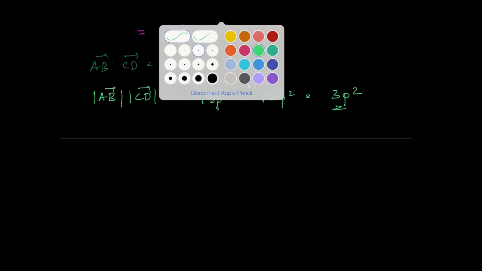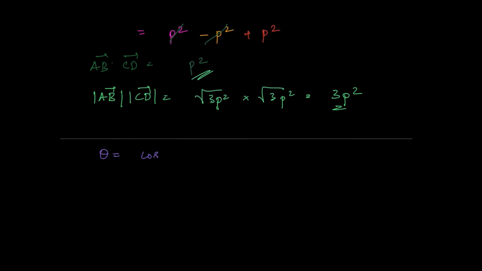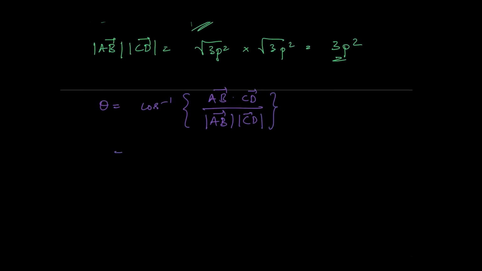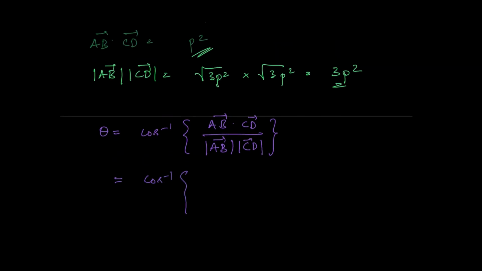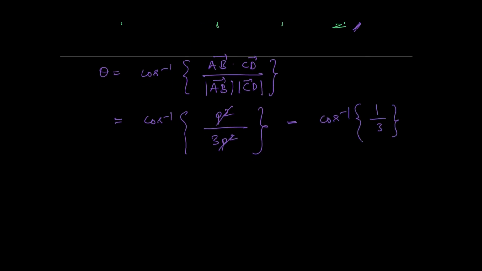So once we know all of this, we can go ahead and simplify the problem. We know theta is equal to cos inverse of vector AB dot vector CD divided by mod AB multiplied with mod CD. Now once we know the formula, we can substitute these above values. Cos inverse of the numerator would be p square and the denominator would be 3p square. We can cancel the p squares, which will leave us with cos inverse of 1 by 3. So theta is equal to cos inverse of 1 by 3. Then automatically phi would be equal to 180 degrees minus theta. So that would make it 180 degrees minus cos inverse of 1 by 3.